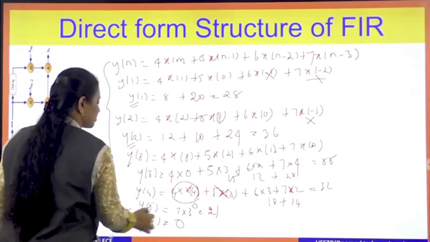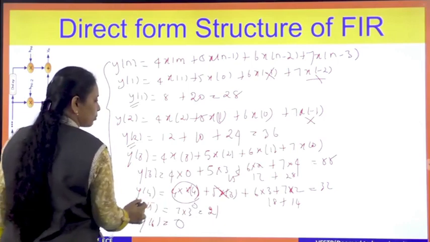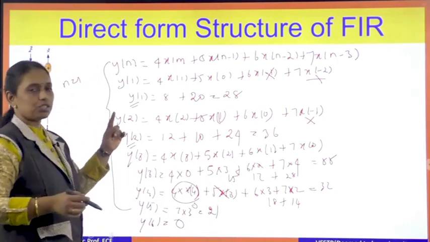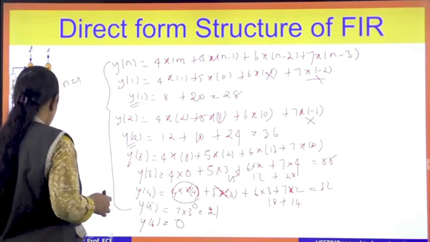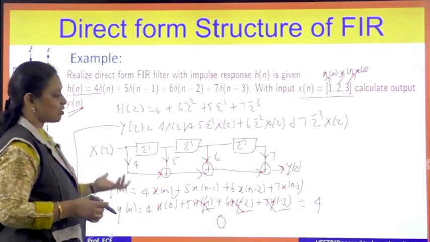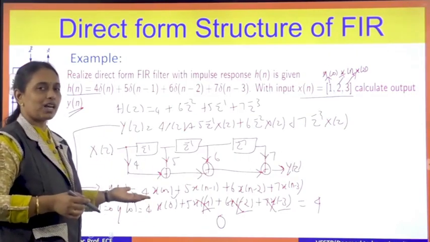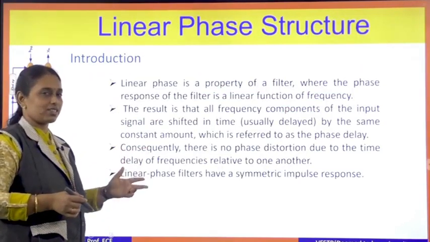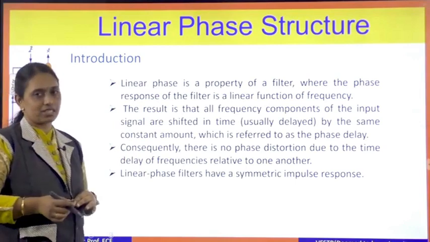Okay. All these values, y of 5 is 21, y of 4 is 32, when my input is what? 1, 2, 3. For the direct form realization, the structure is not altered, only the output value has been changed. Now let us see another structure which is called as linear phase structure.